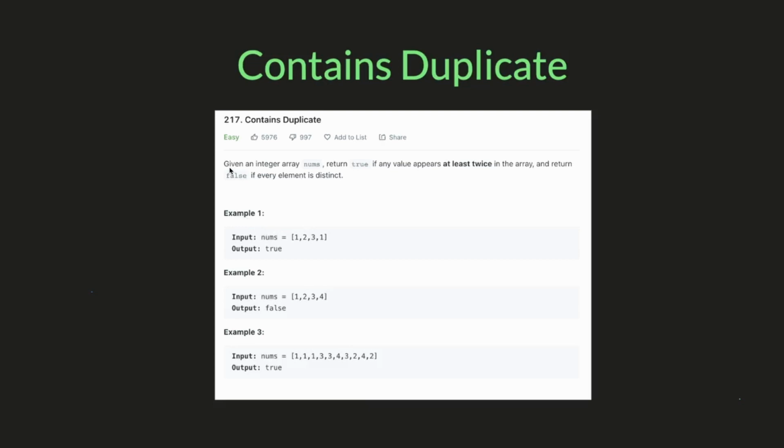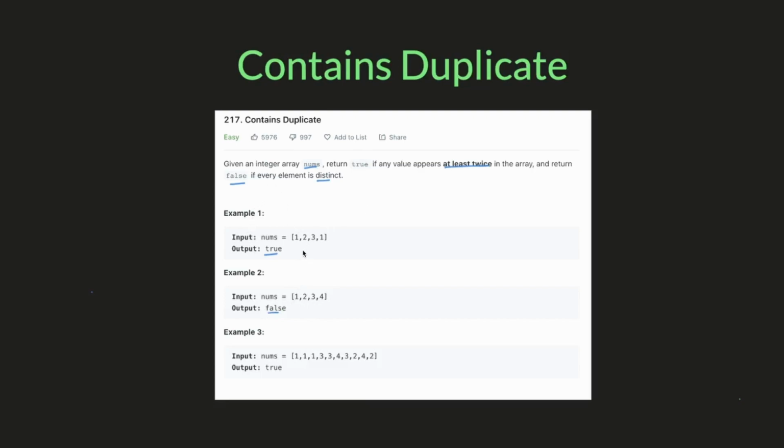So let's read the problem. Given an integer array nums, return true if any value appears at least twice in the array, and return false if every element is distinct. So what we do in this problem is we check every element, and if some element is repeated, then we return true. Otherwise, if every single element occurs only once, then we return false.